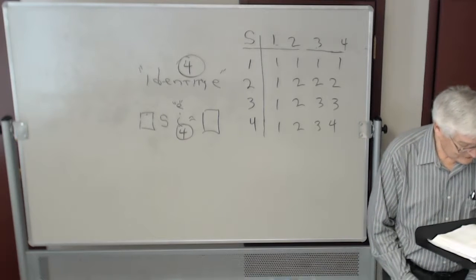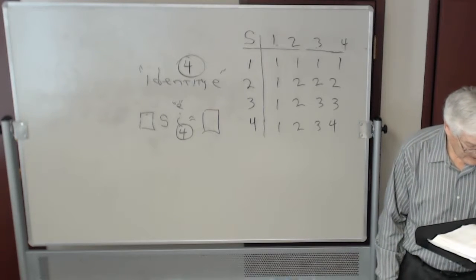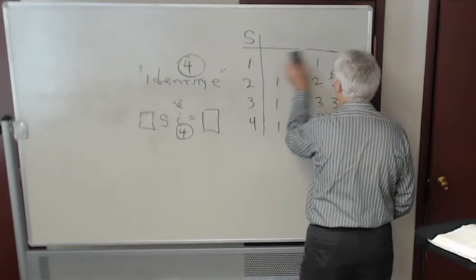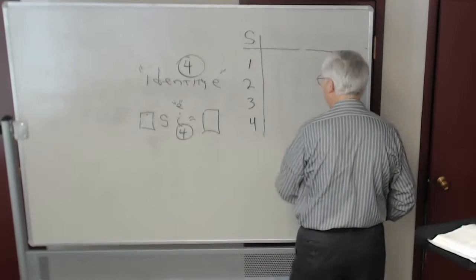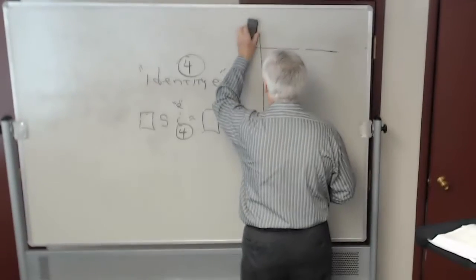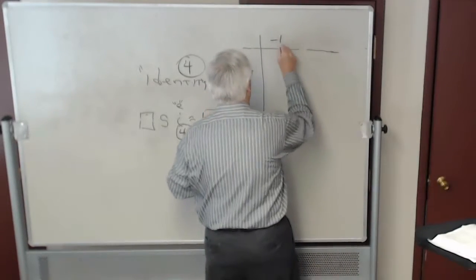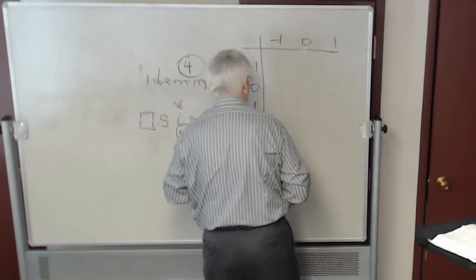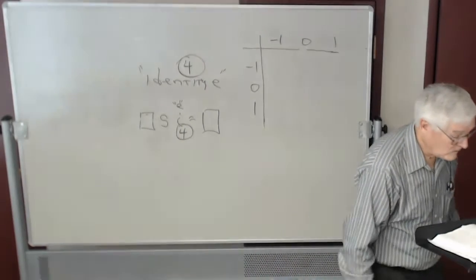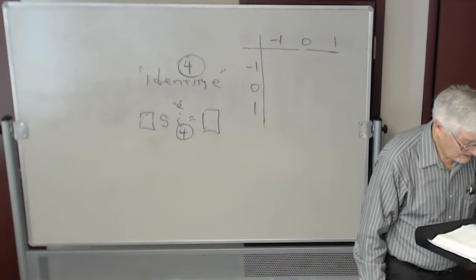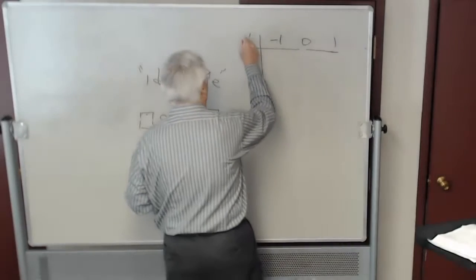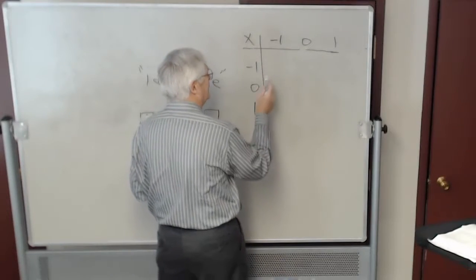Number 22, they just changed the picture on us. -1, 0, and 1. Do all that work and then they change the picture. -1, 0, and 1, and the operation of ordinary multiplication. So let's multiply. What's -1 times -1?